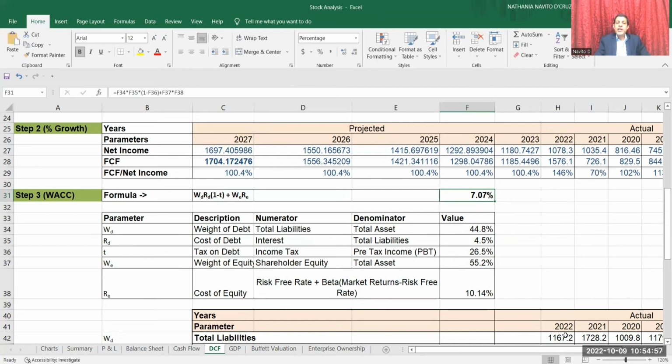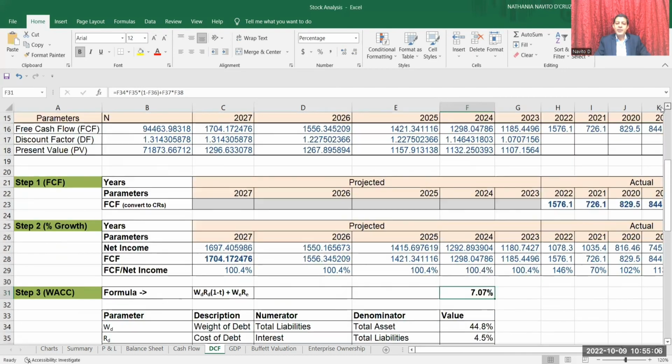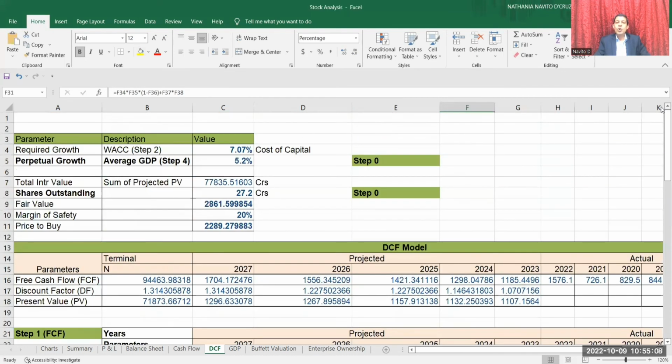So this percentage we can use in our discounted cash flow model to arrive at our fair value of the company. So this entire discounted cash flow model is already demonstrated in the previous videos. You can have a look at it to arrive at the fair value of the company. Just to let you know, my most preferred model is the Buffett valuation, and there are two other models which I will be showcasing shortly.